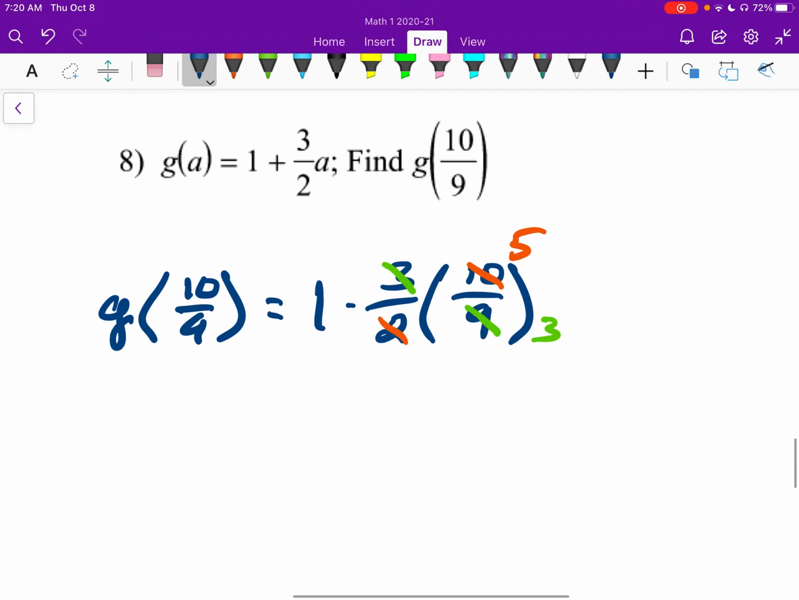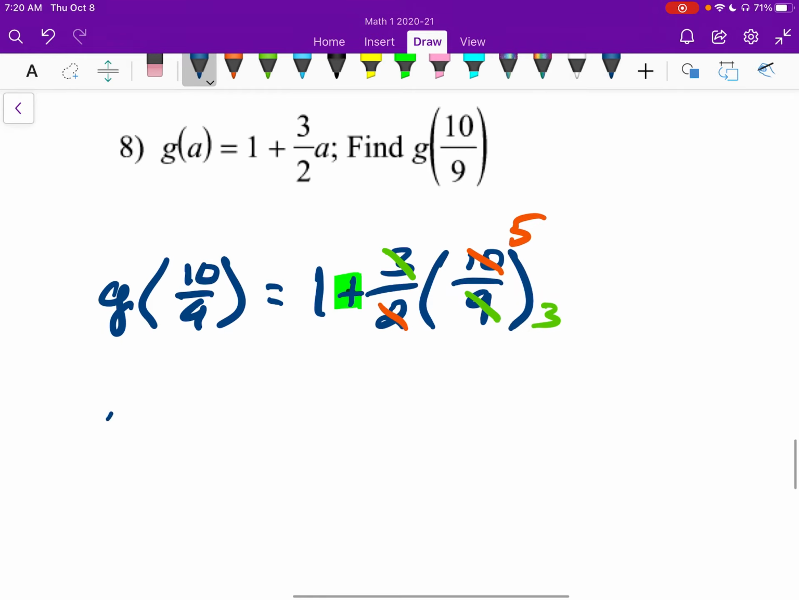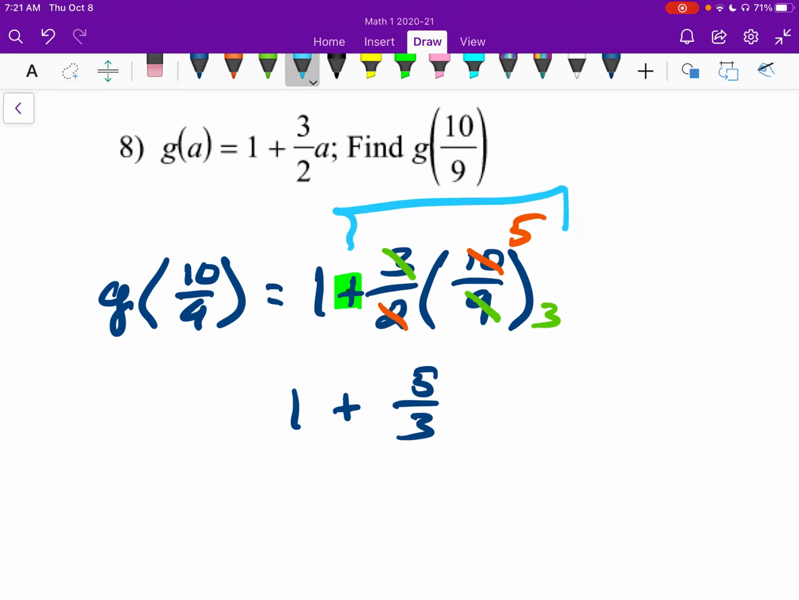So I'm really going to have, I think I miswrote this here. This here should be a plus, shouldn't it? So I'm going to have g of 10/9, or wait, I don't normally rewrite that. I apologize. I'm going to say 1 plus 5/3. There we are. Okay. Right, and my 5/3 came from this stuff here. That gave me my 5/3.